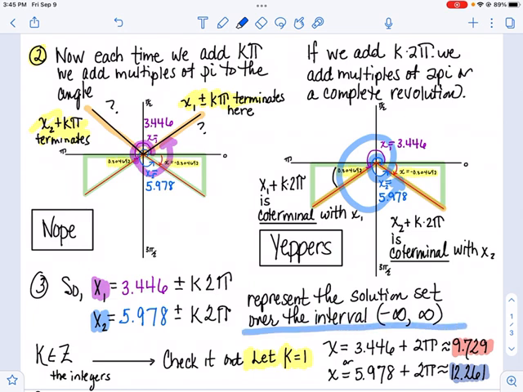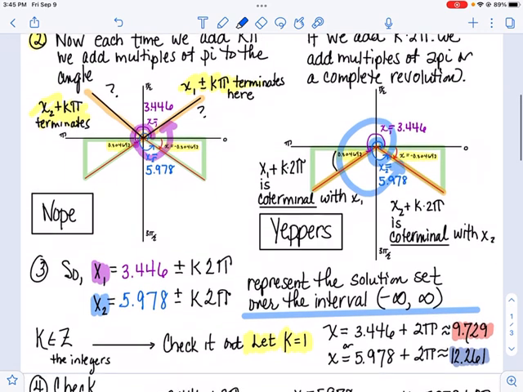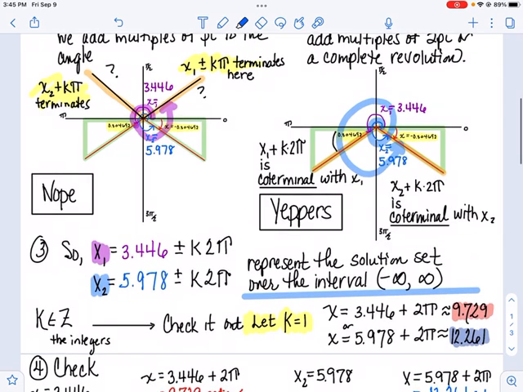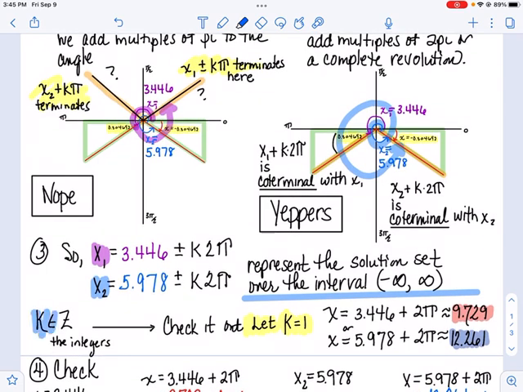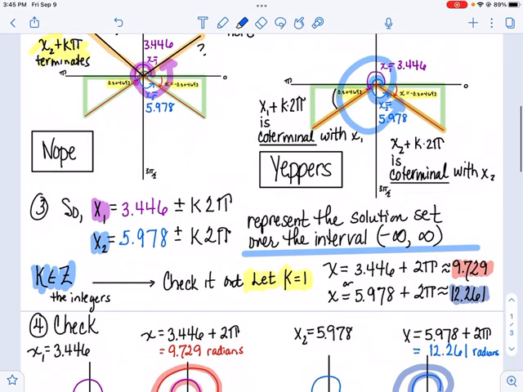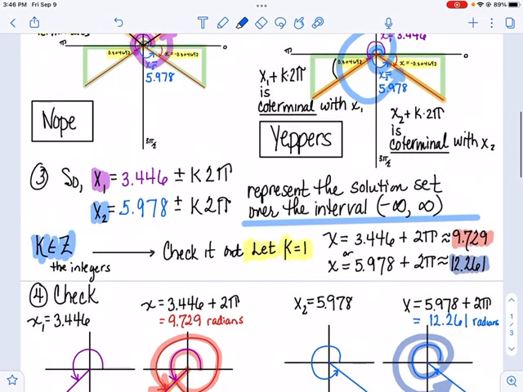Now, when I do something like this, it seems kind of nebulous, right? So it's always a good idea to check it out. K is an element of Z, the integers. So it's not going to be 1.5 or 3.16. It's going to be k equal to 1, 2, 3, or k equal to negative 1, negative 2, negative 3, and so on. So let's look at what happens when k is equal to 1. We end up with these two results here, in this box.